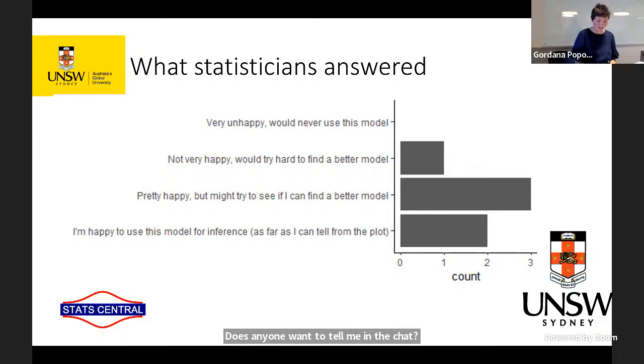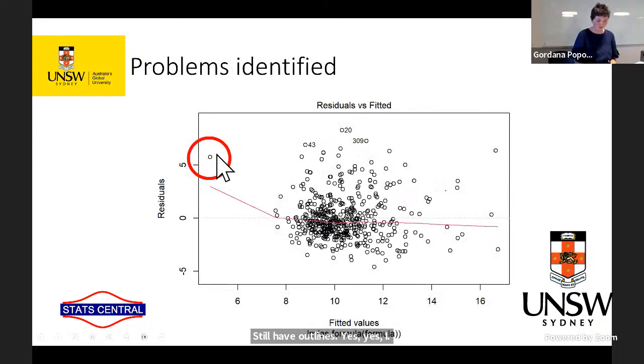Still have outliers. Yes, agreed. There's definitely this guy over here, which is just not good. There's also some others. There's just a few points that are a bit problematic. This one I think would have the biggest influence. It would pull the regression line a long way.